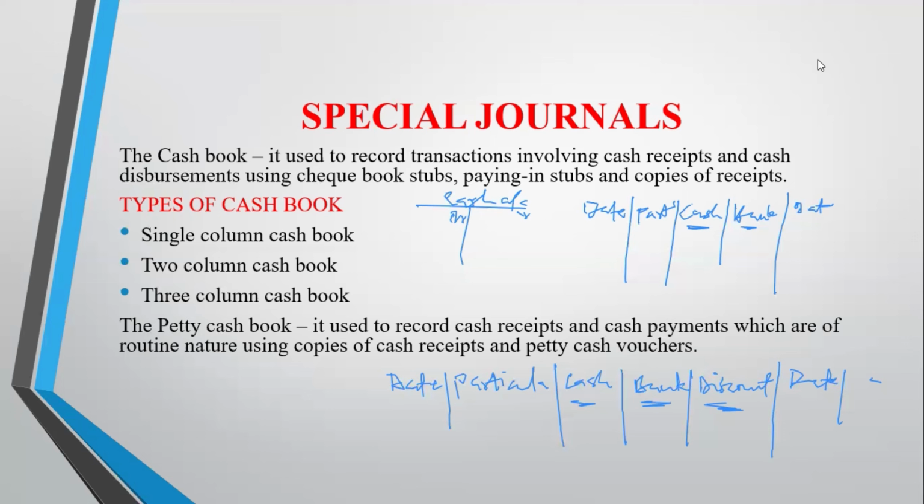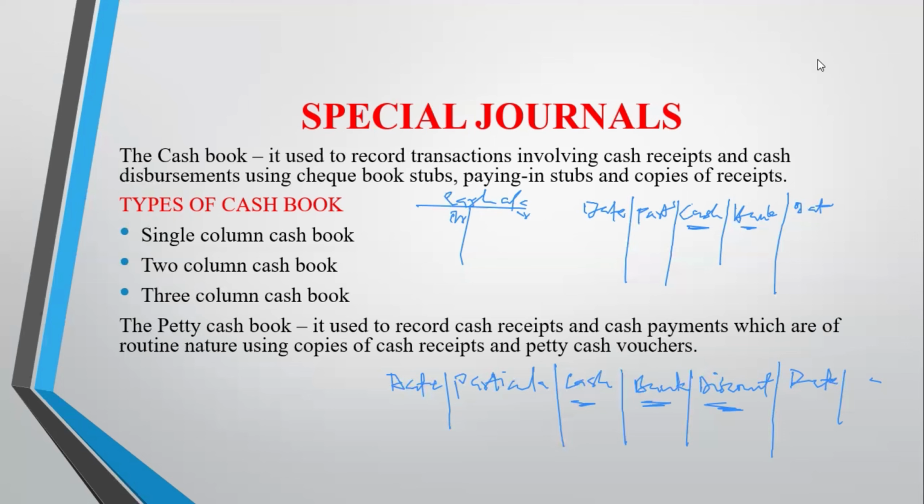So let's say every week they are going to purchase office pins. They can't be recording those petty expenses in their cash book every week. So what they do is they get a petty cash book and they use the petty cash book to make those payments of petty expenses. Yes, so that is what the petty cash book is used for.